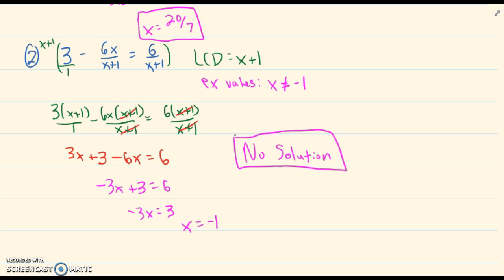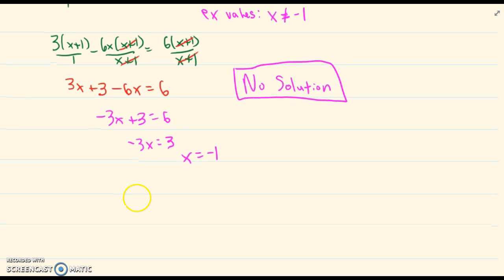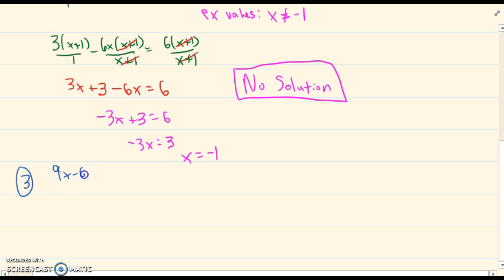All right, let's do another one. Number 3, we're going to have 9x minus 6 over 5x minus 3 plus 7x minus 3 over 10x minus 6, and that equals 1.